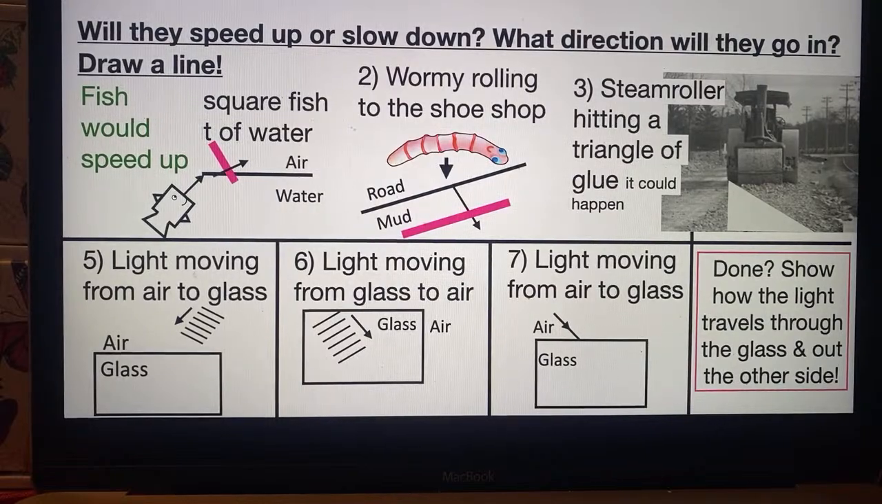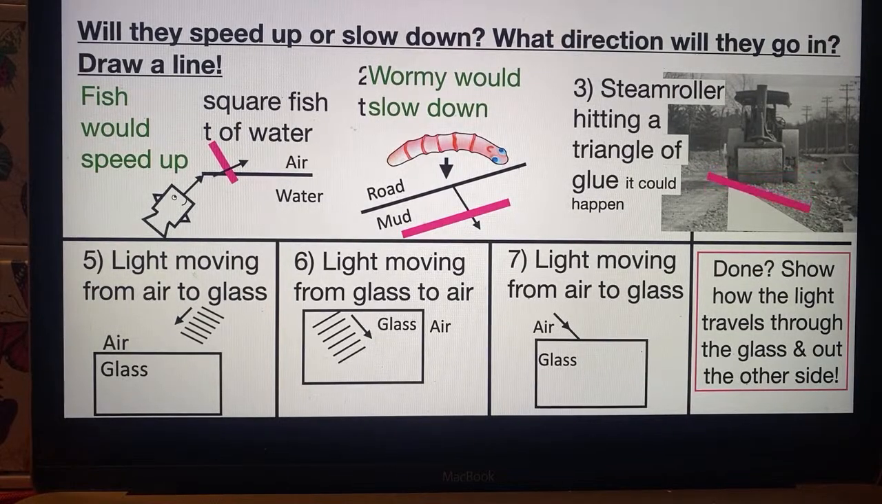Steamroller hitting a triangle of glue, it could happen. So as we're facing it, the left of the steamroller is going to hit the triangle of glue first. So if you imagine that bit gets stuck, it's then going to turn and move towards the left, isn't it? And it's hitting glue, so it's going to slow down.